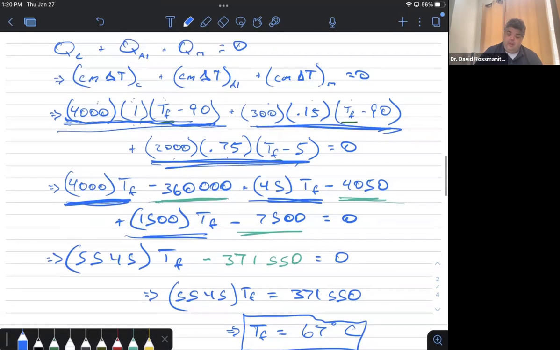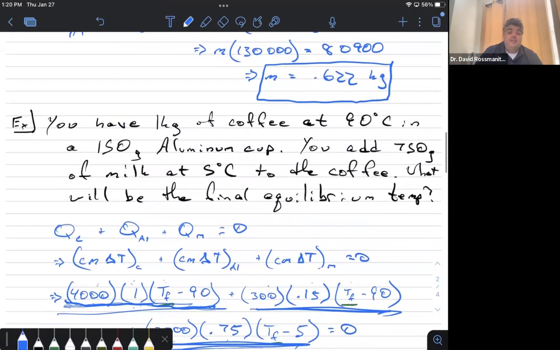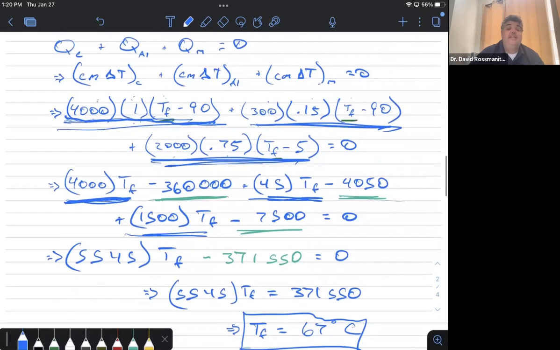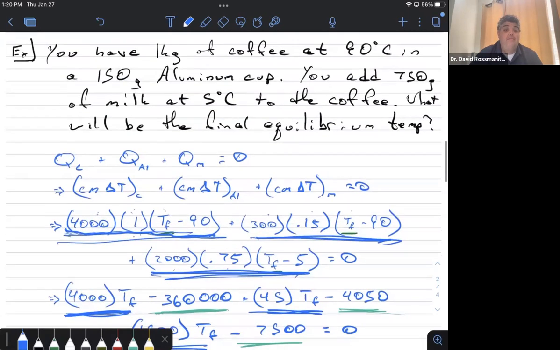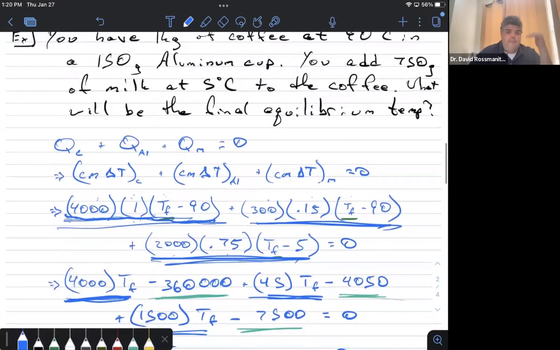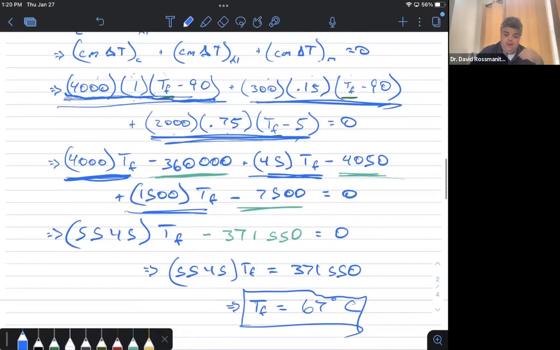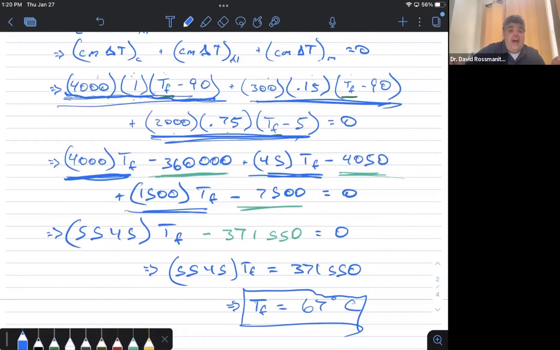In fact, one thing you could do is change the numbers a little bit. For instance, you could say, let's say I add 1 kilogram of milk instead of 750 grams, and then rework it. I don't know what the answer is going to be, but I do know this. It's probably going to be less than 67. Because if I only add 750 grams of cold milk, and that reduces it to 67, well, if I add more cold milk than that, it should be even colder than 67.